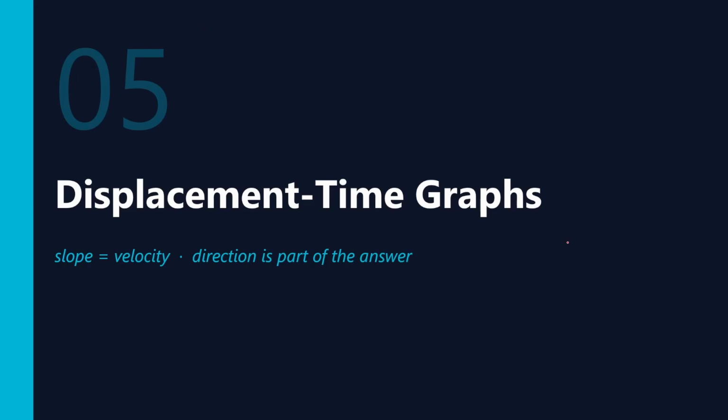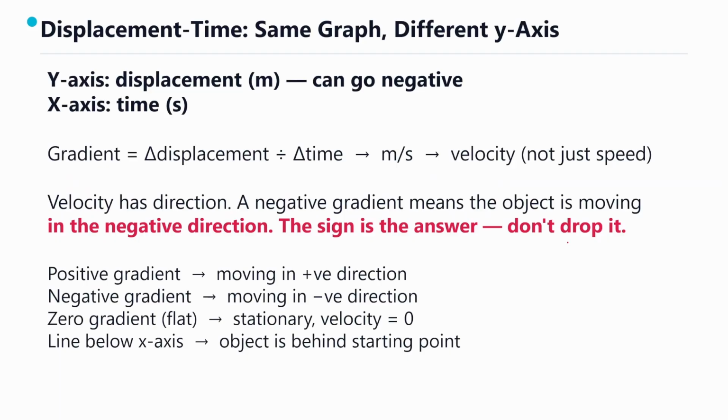Now the displacement time graph looks exactly like a distance time graph. Same axis, same shape of line. The only difference, the y-axis is displacement, not distance. But that one change matters a lot. Slope is still displacement by time, the change in displacement by change in time, and still meters per second. But now it's velocity, not just speed.